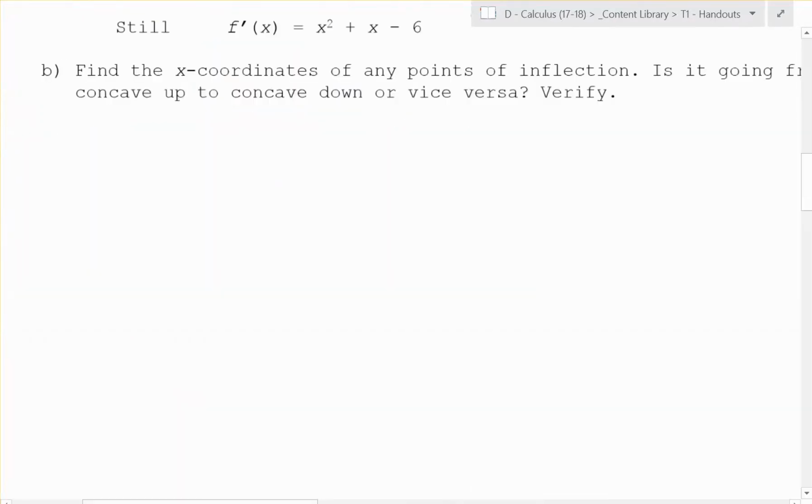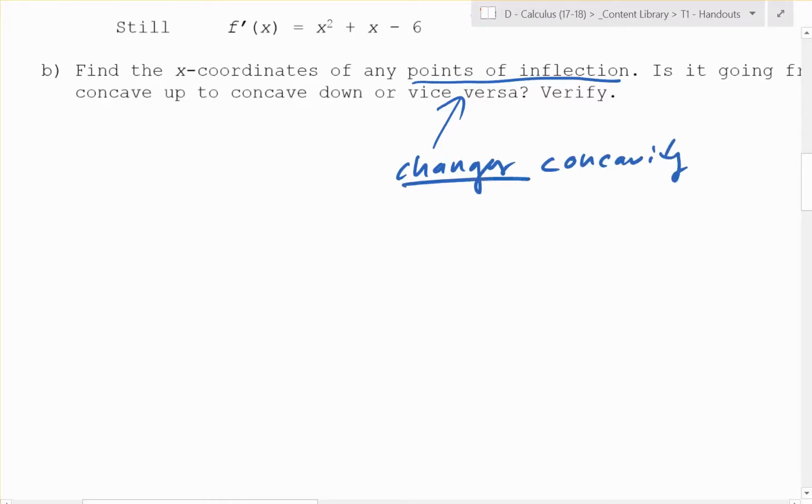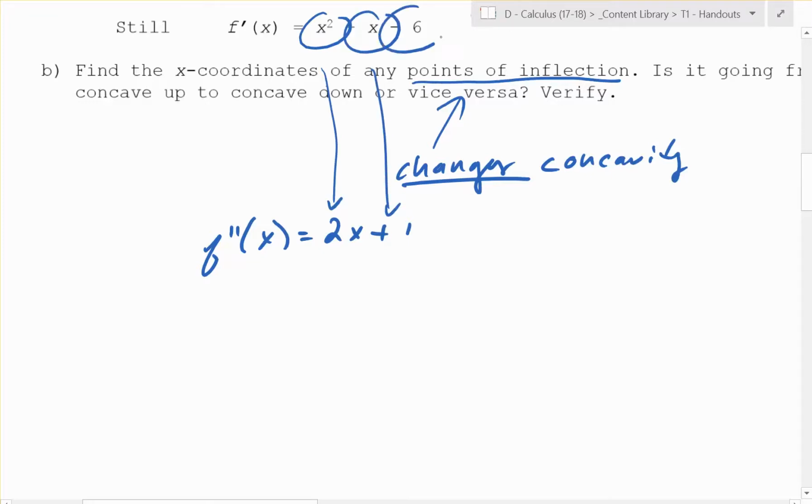So for part B, it says, find the x-coordinate of any points of inflection. A point of inflection is a place where the concavity changes. Changes concavity. This is important. So let's find the second derivative, and that's going to be 2x plus 1. Because you take the derivative of x squared and you get 2x, and the derivative of x is just 1. The derivative of negative 6 is just a constant.